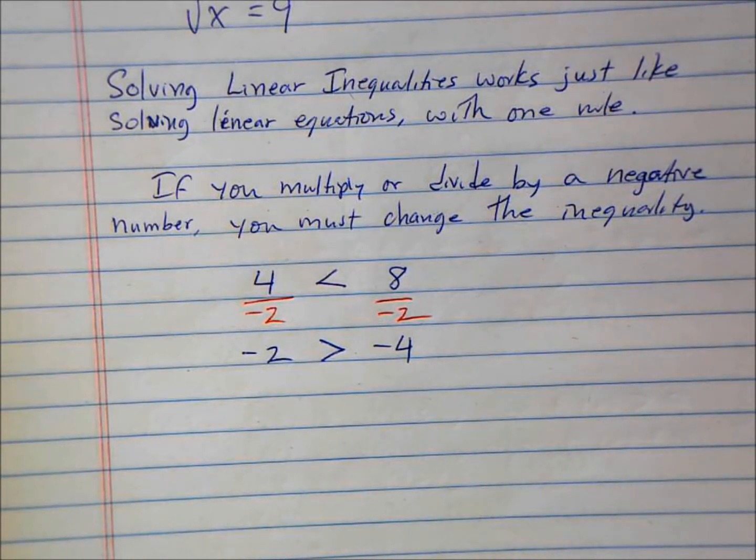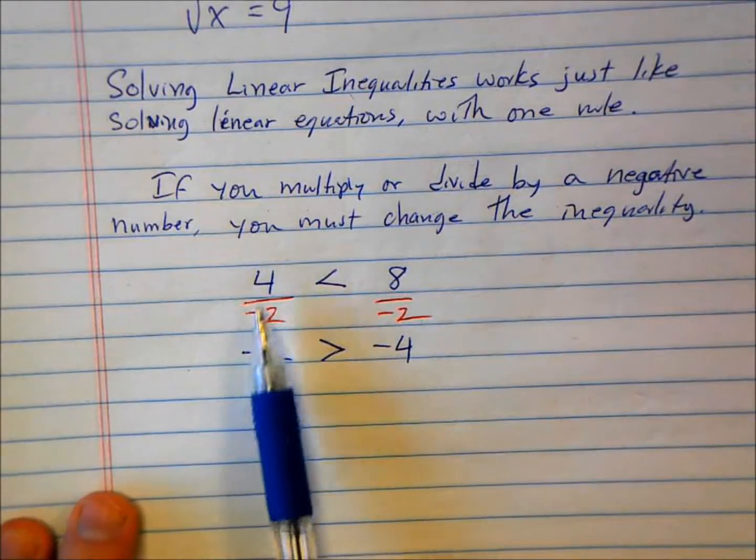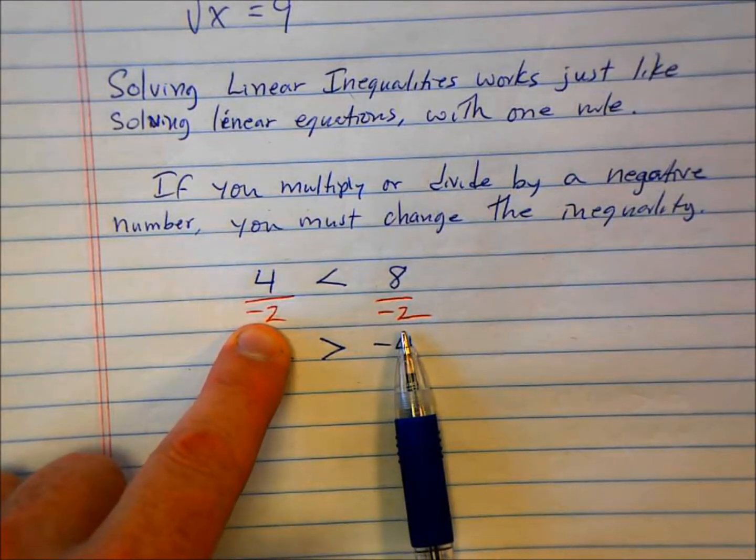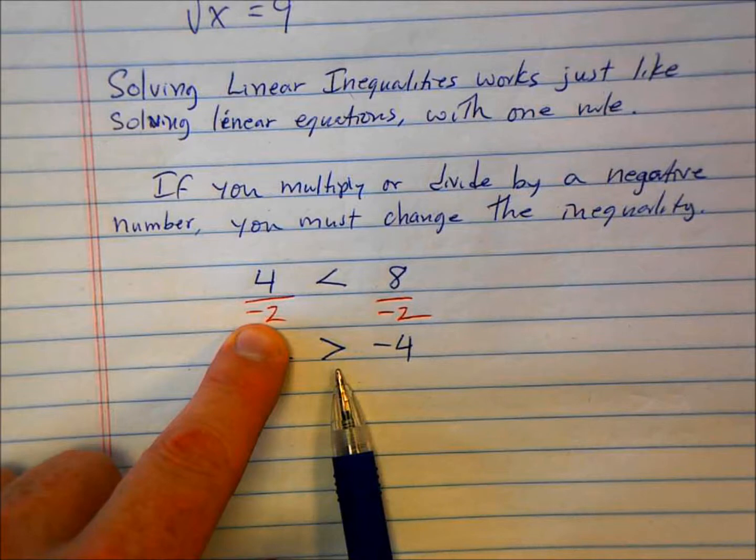Is something not right because of this? What's that? This is saying the answer is wrong? No, the answer is correct. This is just showing that when I start with an inequality and I divide by a negative number, the symbol in the middle has to flip.